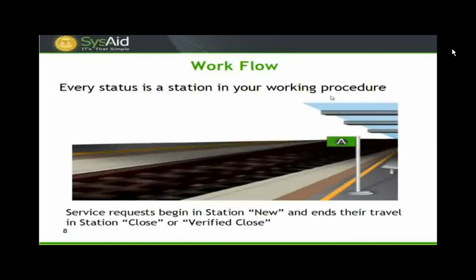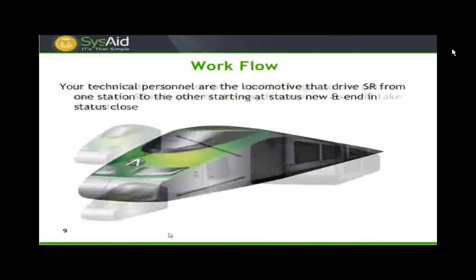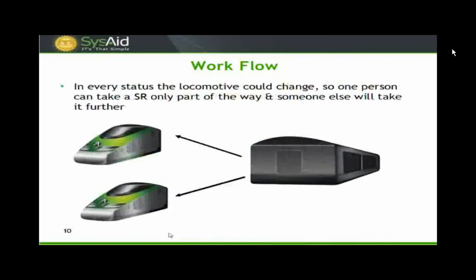Let's think about a service request as a wagon. Every status is a station in your working procedure. Service requests begin in station new and end their travel in station close or verified close. Your technical personnel are the locomotives that drive the service request from one station to the other, starting at status new and ending in status close.